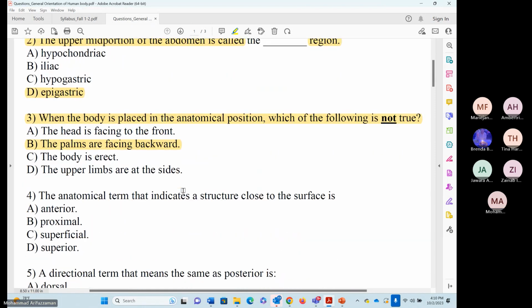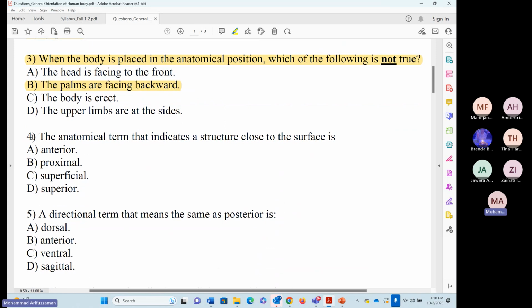Okay, great. Anatomical terms. Number 4, the anatomical term that indicates a structure close to the surface. Superficial, yes. Why not anterior? Anterior means front. Why not proximal? Proximal means near. Why not superior? Superior means above. So superficial means close to the body surface.